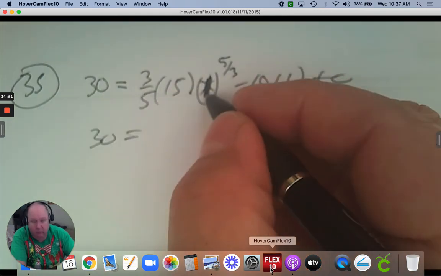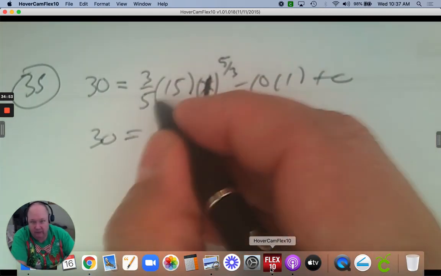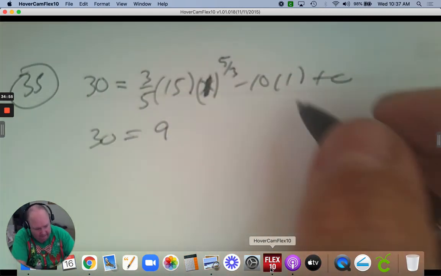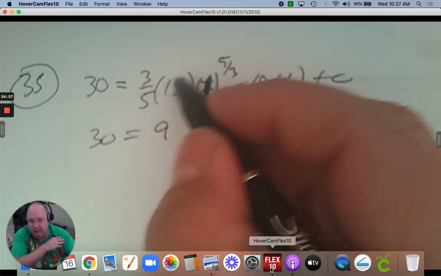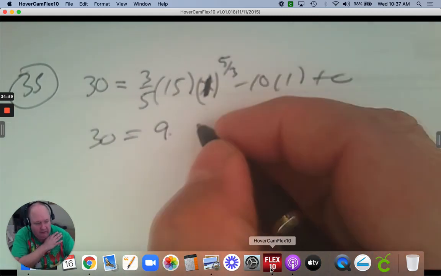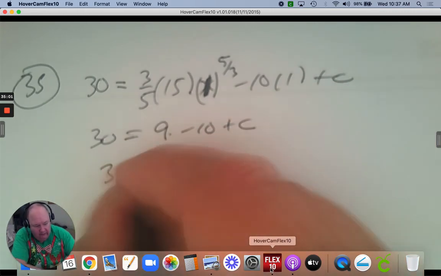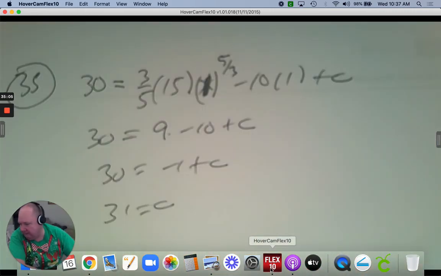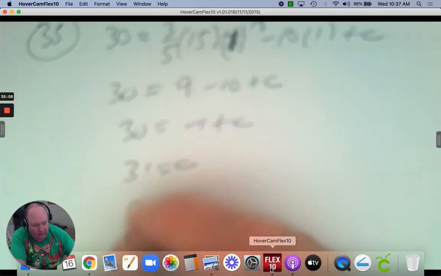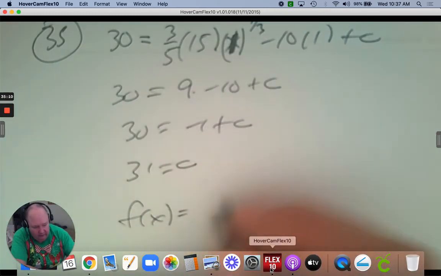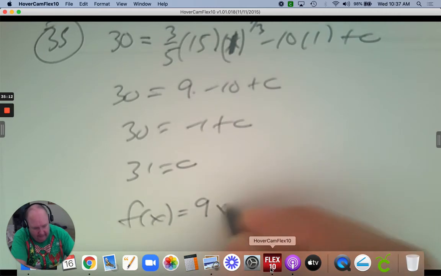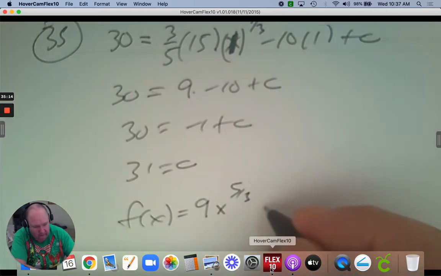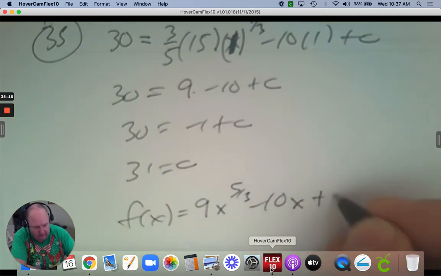So 1 to anything is 1. This here is 9, so 5 goes into 15 3 times. 3 times 3 is 9, minus 10, plus c. So I get c is equal to 31. So if I put this all together, f of x is equal to 9x to the 5/3 minus 10x plus 31.